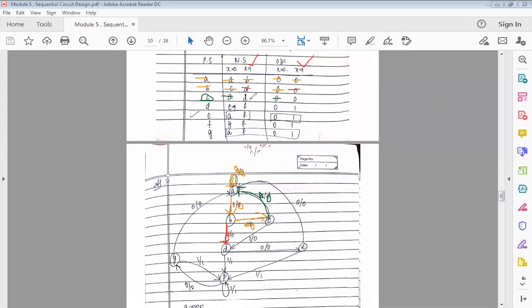Next, C is going to D. Okay, C is going to D when input x is equal to 1. So C is going to D, okay, when input is 1, right? So this is also done when input is 1. And what about the output here? The output is corresponding to 0. So that 0 is put here. Any doubt, students?